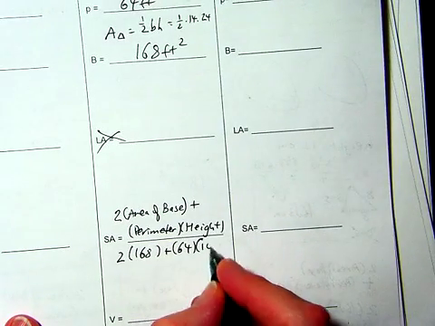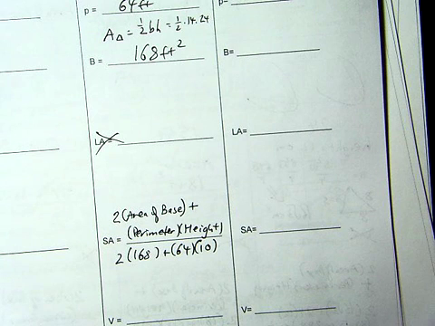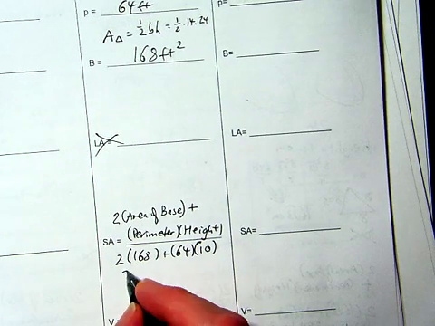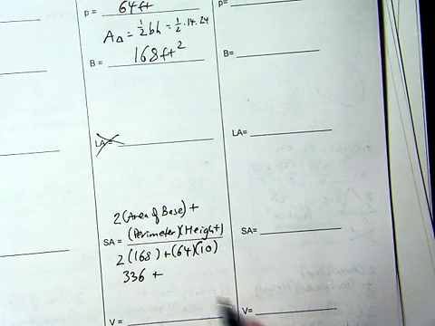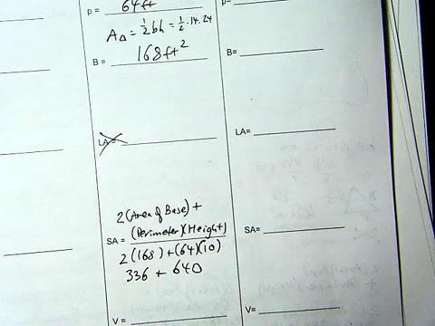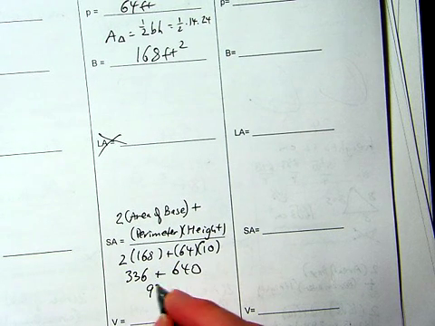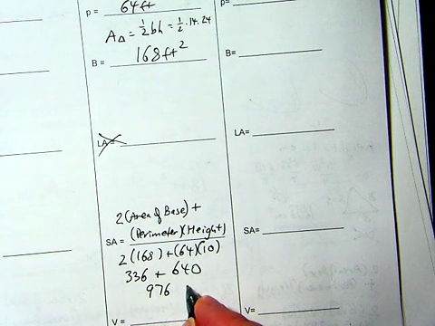Okay, and adding this all up, gives us 168 times 2 is 336 plus 640 is 976. So we have 976 square feet.